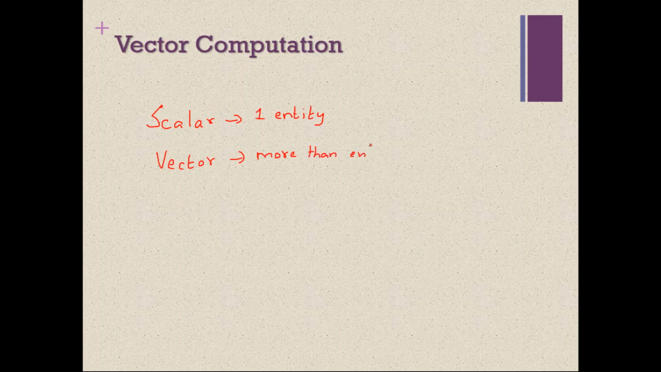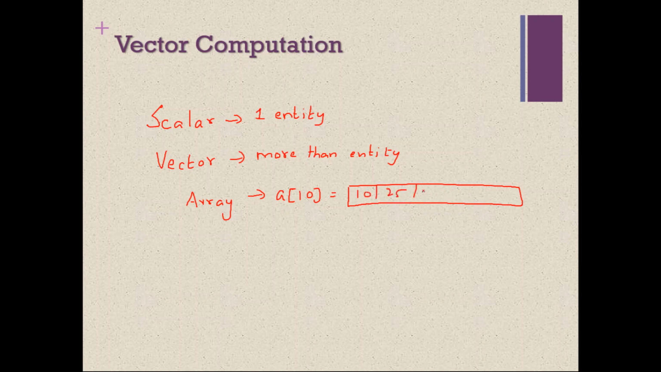So in that sense you can say that an array is also a vector, because an array contains more than one element. If you have an array a of 10, it is a single array, but it does not have one element, it has 10 elements, and so on up to 10 elements. So this is actually a vector, right?